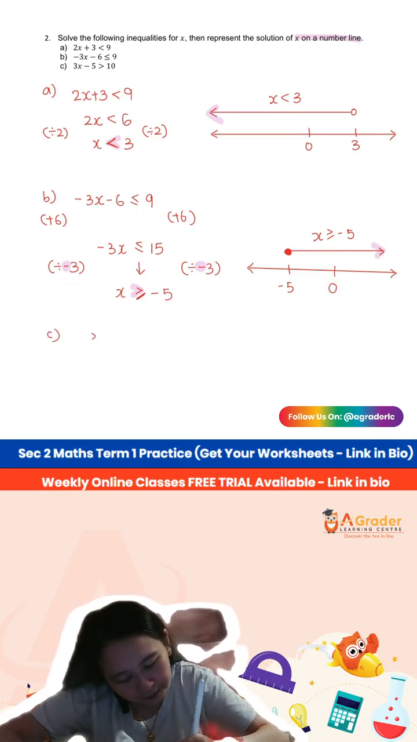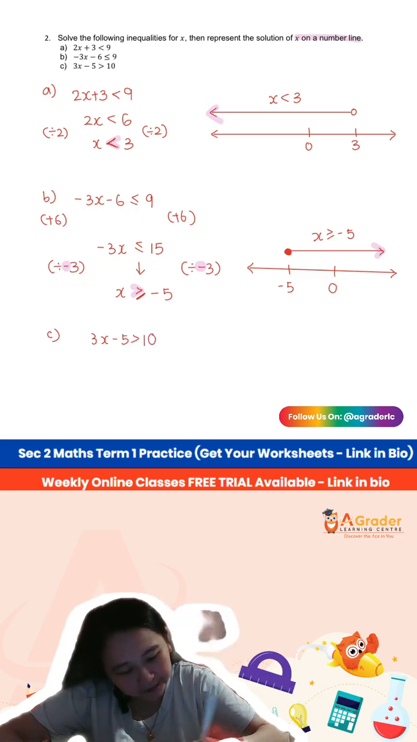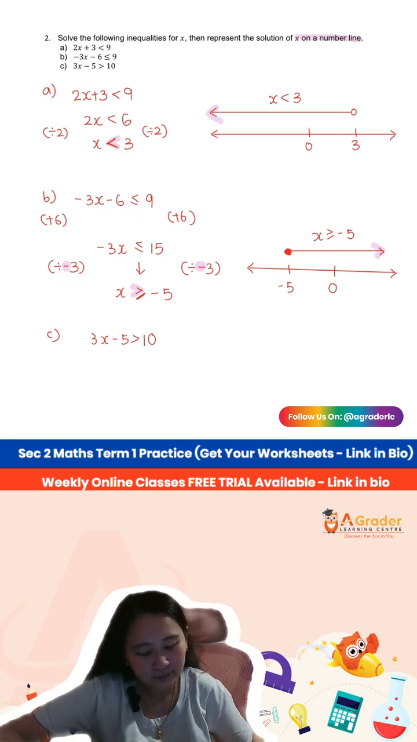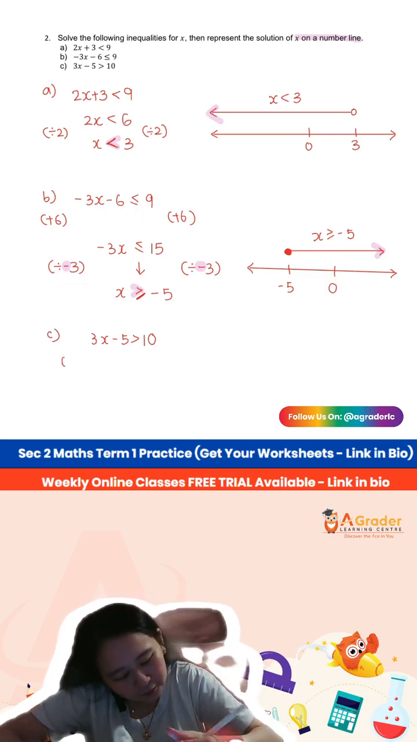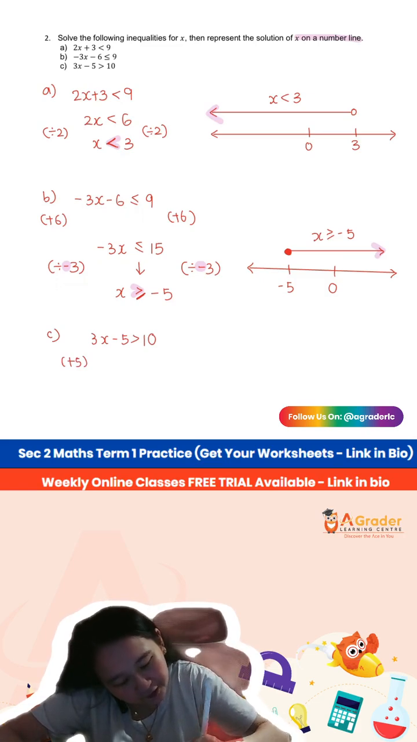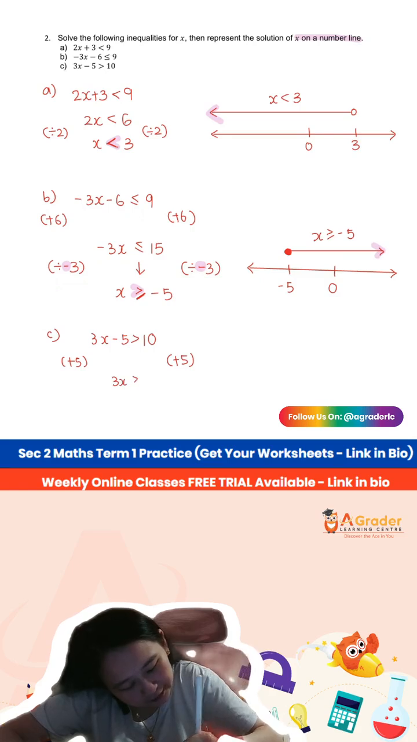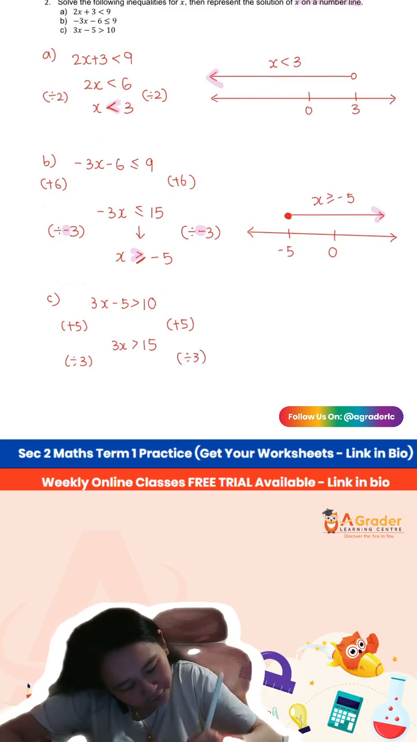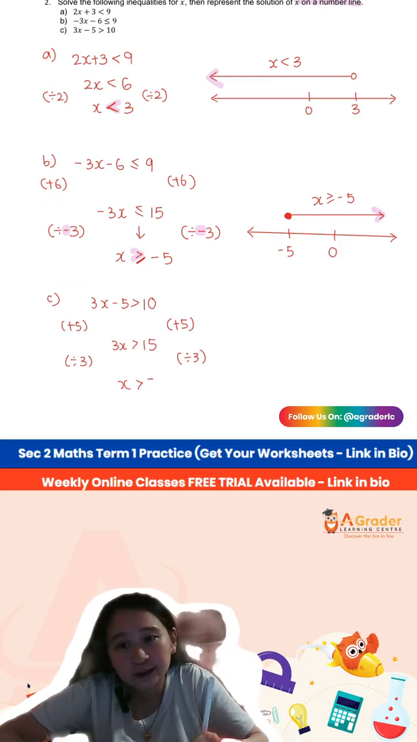Okay, so we have 3x minus 5 greater than 10. Okay, so to remove the negative 5, we add 5 on both sides so that we get 3x is greater than 15. Then we divide by 3 to find what the value of x is. So x must be greater than 5.